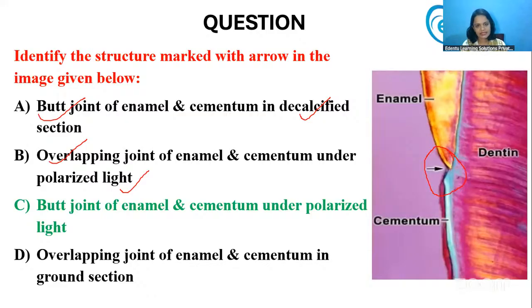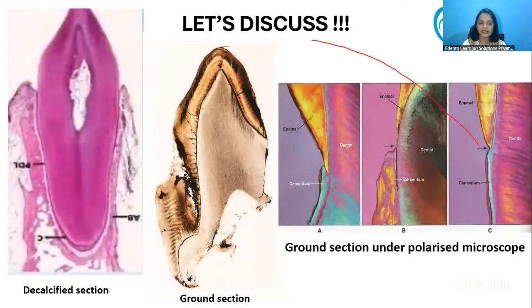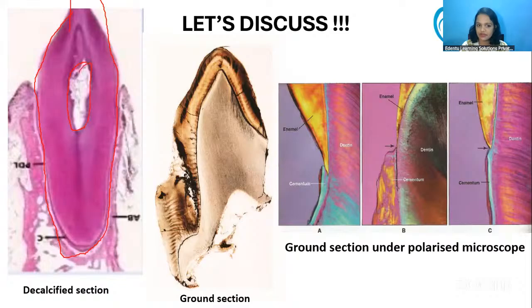Now, is it a decalcified section or is it polarized light? For knowing that, I will show you how a decalcified section looks. This is how a decalcified section looks. You will be able to see the dentinal tubules. Inside the pulp area, you'll be able to see the fibers, and around it you'll see the bone structure, and the fibers also will be seen. That's how the decalcified section will appear.